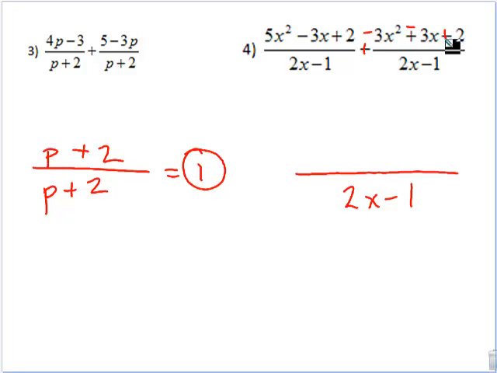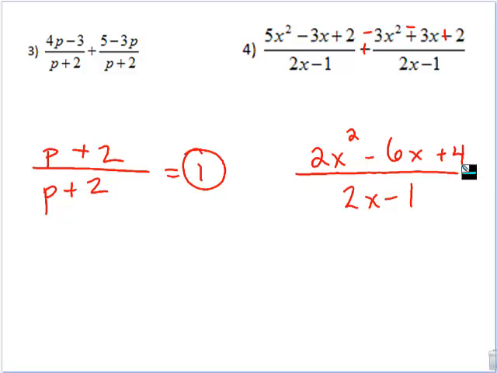Okay? So now we want to get our like terms together. So we have 5x squared and a negative 3x squared. What will that give you? 2x squared. Minus 3x and another negative 3x. Negative 6x. 2 and a plus 2. Plus 4.